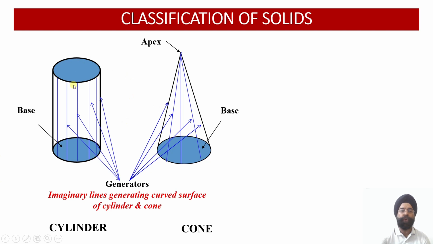So it is up to you whether you want to divide your circle into 8 equal parts or into 12 equal parts. Depending upon whether you are dividing your circle into 8 equal parts or 12 equal parts, so many artificial generators will be created. So this way we can work out these artificial generators, that is the imaginary lines generating the curved surface of a cylinder or a cone.